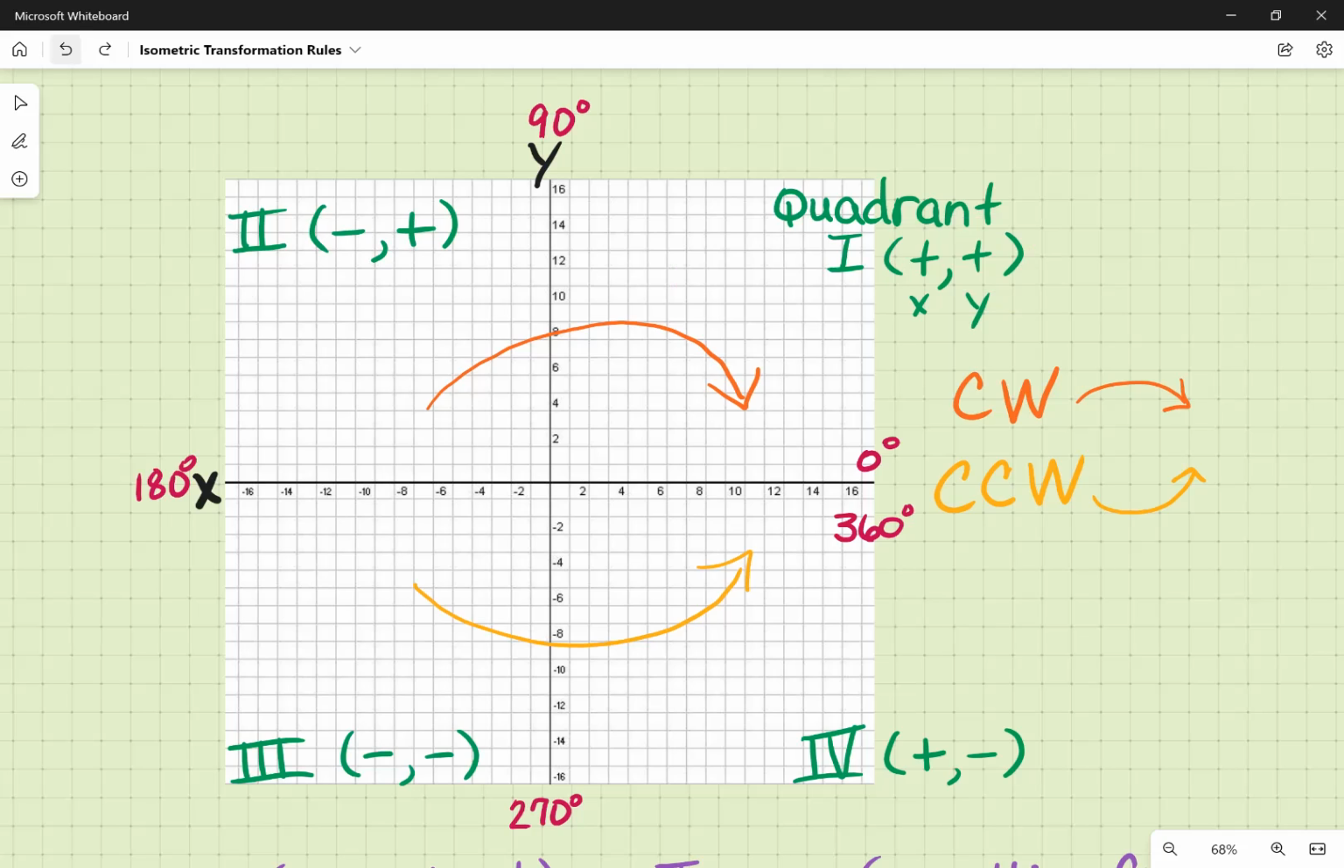If I go to quadrant 2, X's are negative, Y's are positive. That rule will never change for any of these. So then I'm just going to do the same thing for all of them. Quadrant 3, negative, negative. Quadrant 4, you guessed it, positive, negative. And notice I'm always starting with my X value. So pay attention to that. That's going to help you when you're trying to determine if your image coordinates are correct.